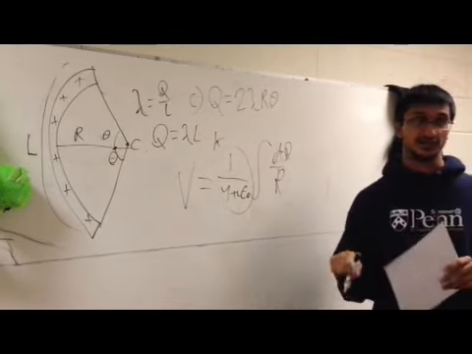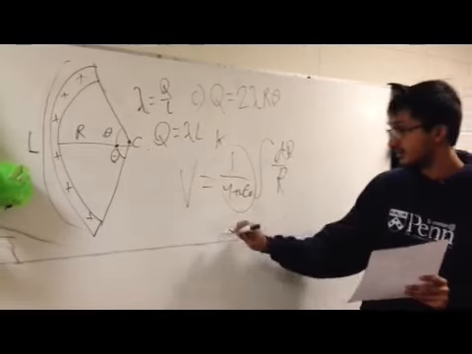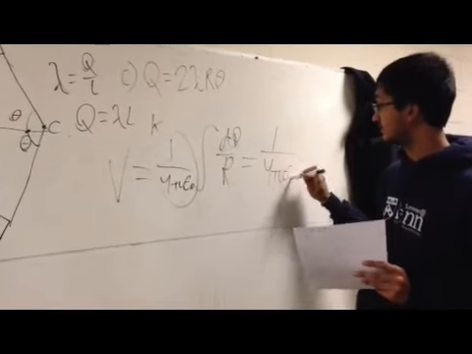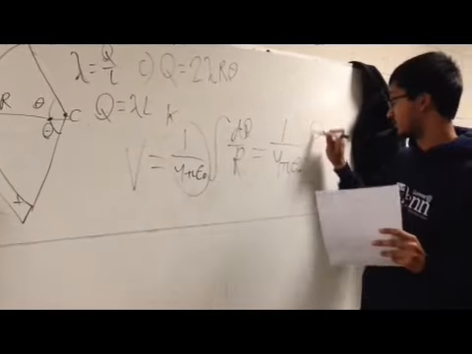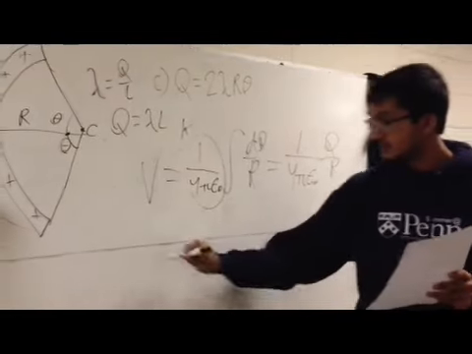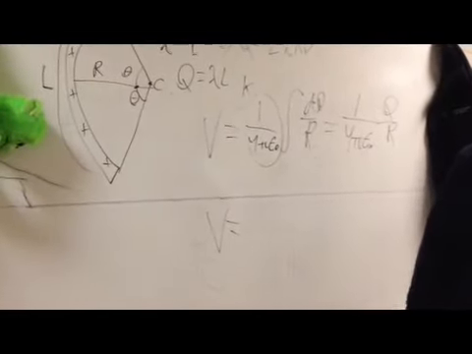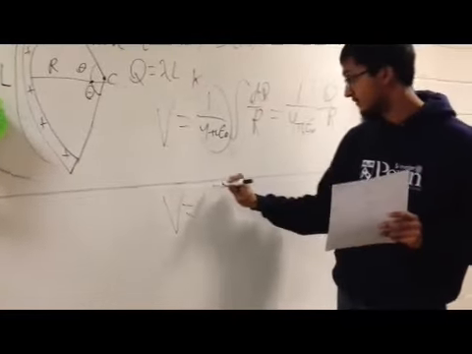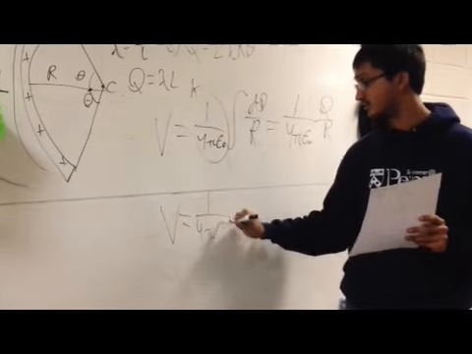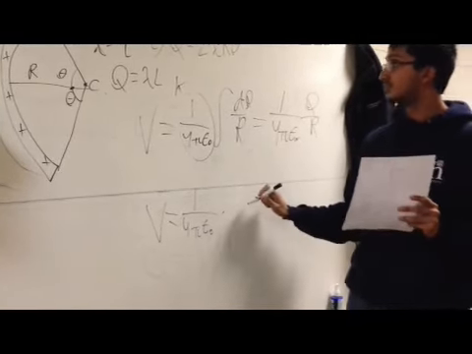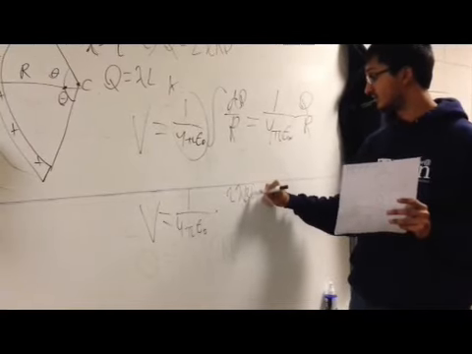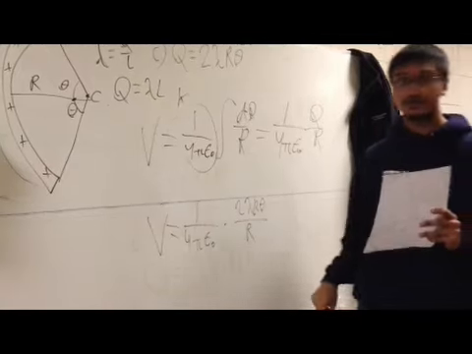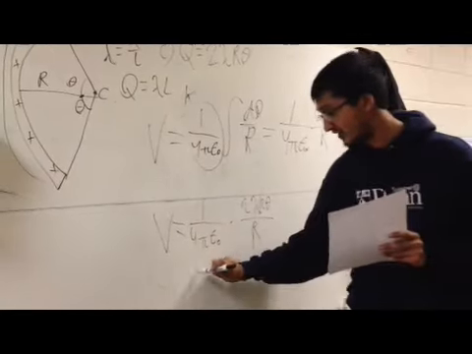Integration is like the sum of infinite parts, so we immediately get 1 over 4 pi epsilon naught times q, the total charge, over the radius. We just have to substitute in q, because we already got q from part C of the rod. So that would be 1 over 4 pi epsilon naught times 2 lambda r theta over r. And yes, the r's cancel out, so this is your final answer.